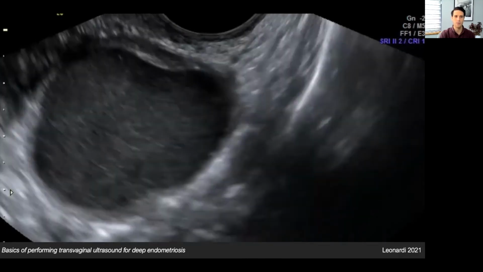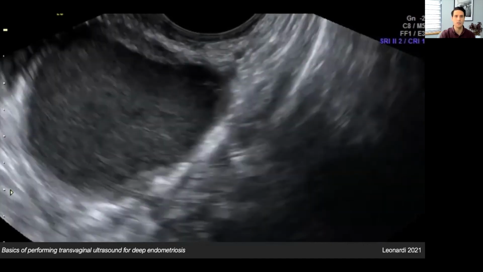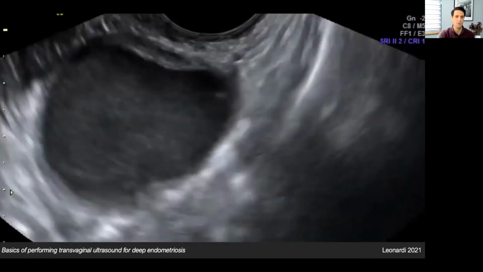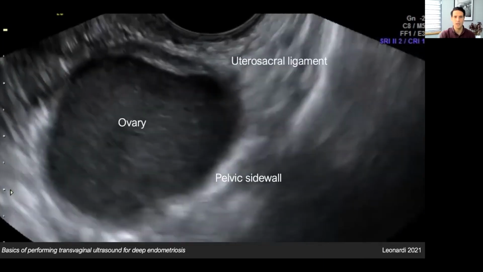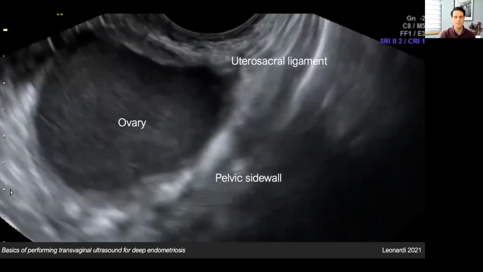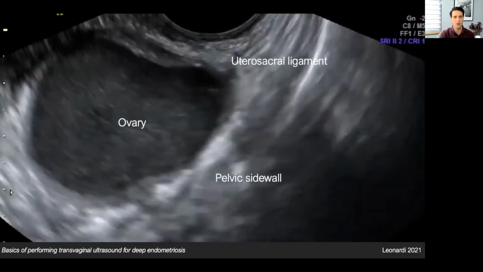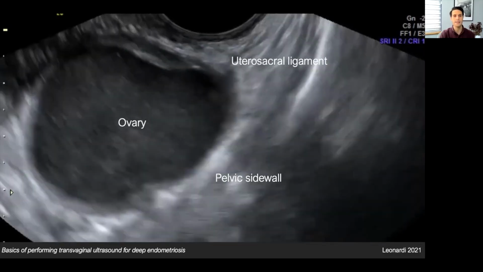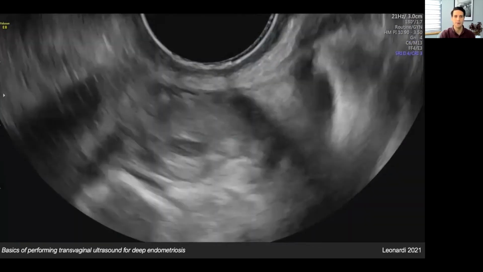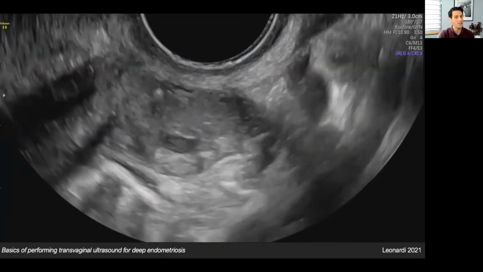In this clip here, we have an ovarian endometrioma as depicted by a unilocular cystic lesion, low level echogenicity or ground glass appearance, smooth internal walls, and no abnormal Doppler vascularity. There's the ovary, and it's not moving at all in any of the planes around it. Essentially, you want to evaluate the mobility against the pelvic sidewall, the uterus medially, and inferiorly, the uterosacral ligament.